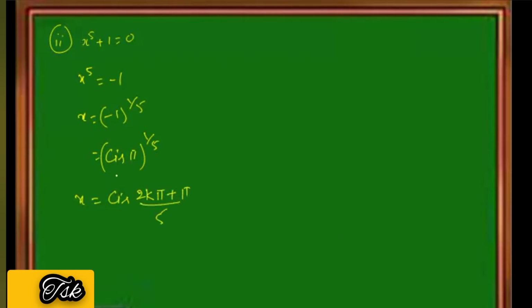Look here, x power 5 plus 1 is equal to 0. This x power 5 is equal to minus 1. x is equal to minus 1 whole to the power of 1 by 5. What is minus 1? It is cis pi. Minus 1 is cis pi whole to the power of 1 by 5. So x can be written as cis of 2k pi plus theta by n, where k is equal to 0, 1, 2, 3, 4. These are the 5 roots.